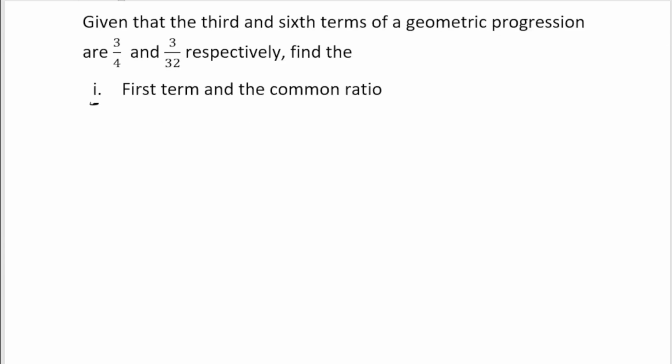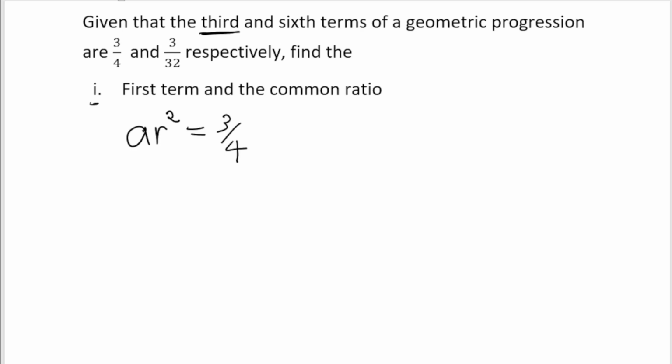So for us to find the first term and the common ratio, we need to use what we've been given. We are given the third term. Now, in a general way, the third term is a r to the power 2. And we are told this is equal to 3 over 4.